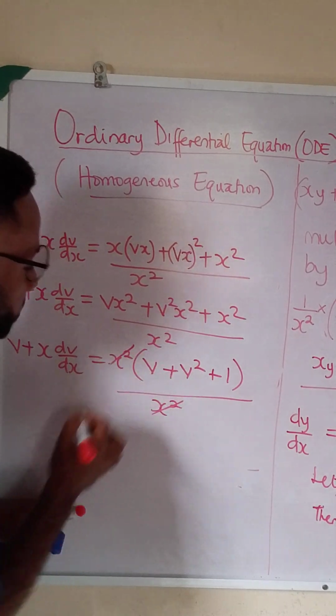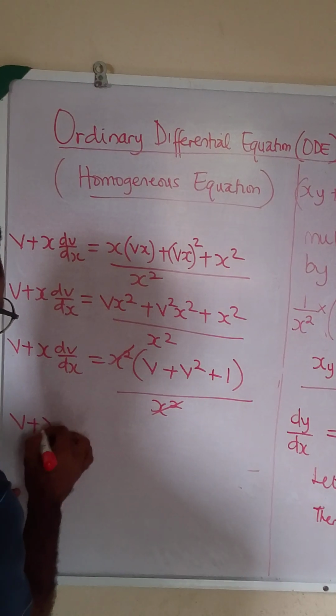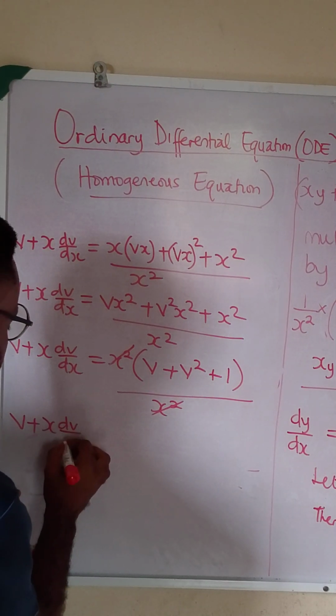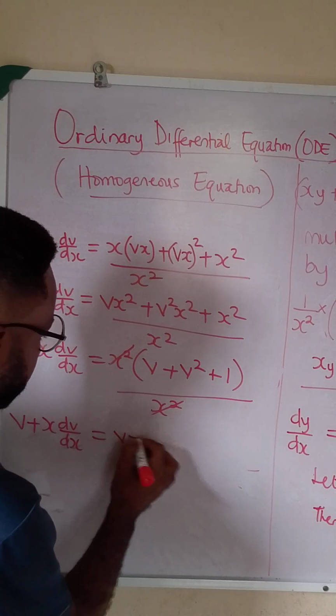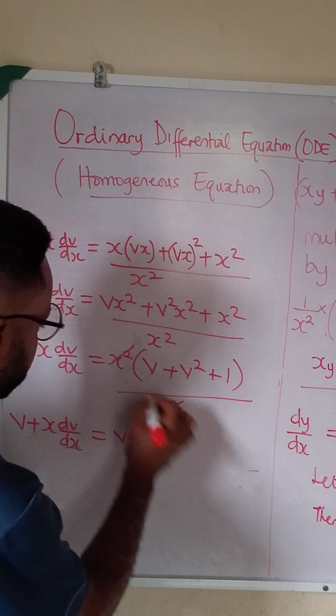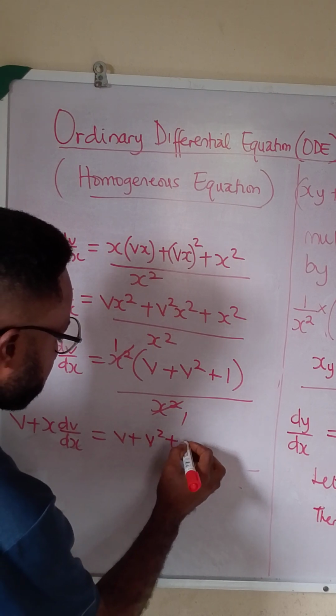So we can cancel out x squared, and so our equation will now be v plus x dv/dx equal to v plus v squared plus 1.